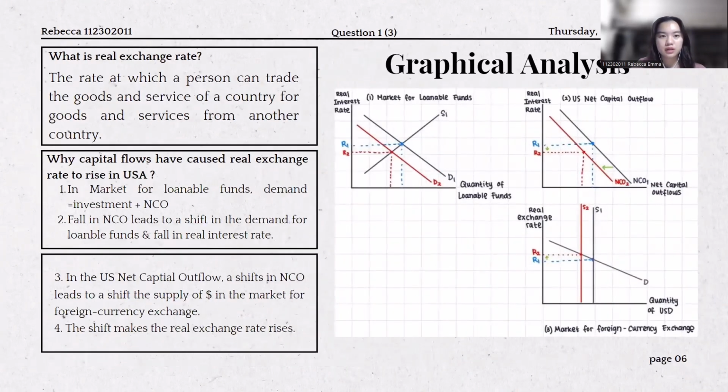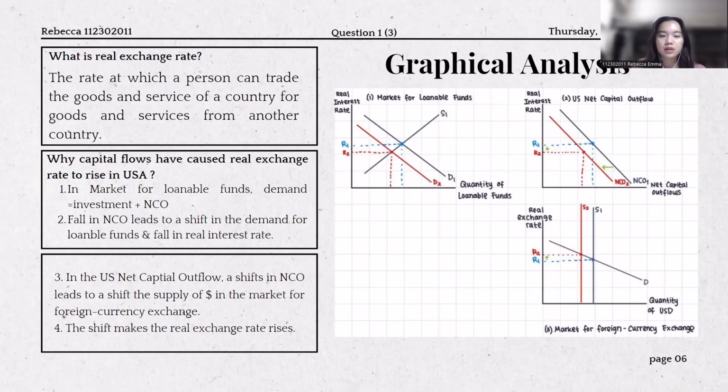Now, what is a real exchange rate? I will also show the graphical analysis. The real exchange rate is the rate at which a person can trade the goods and services of one country for the goods and services of another country. You can calculate the real exchange rate using the formula of nominal rate times domestic price divided by foreign price.